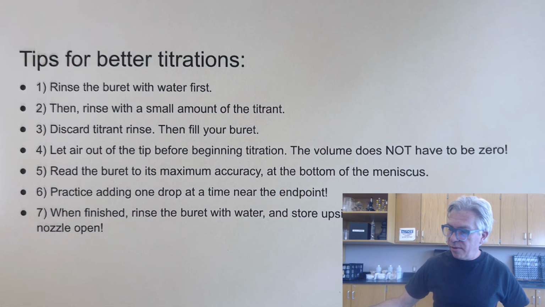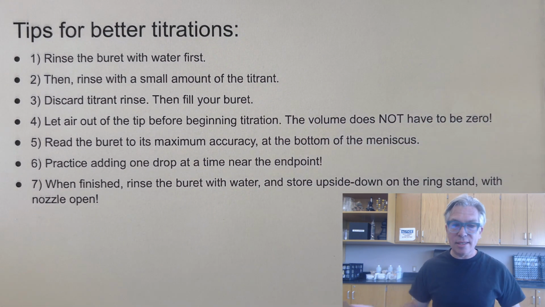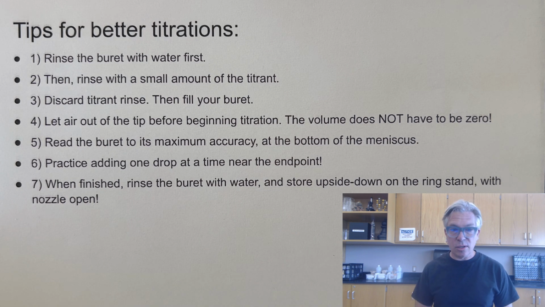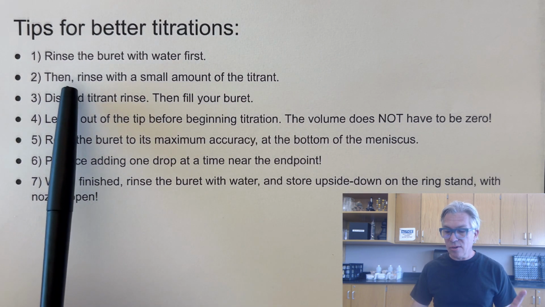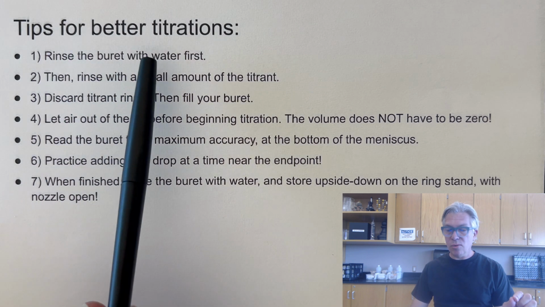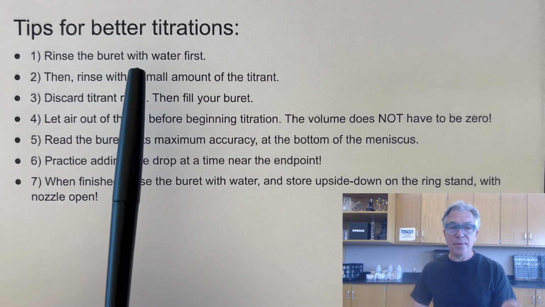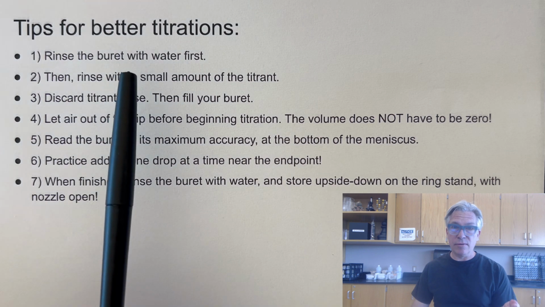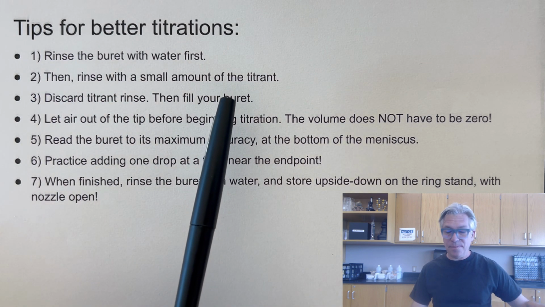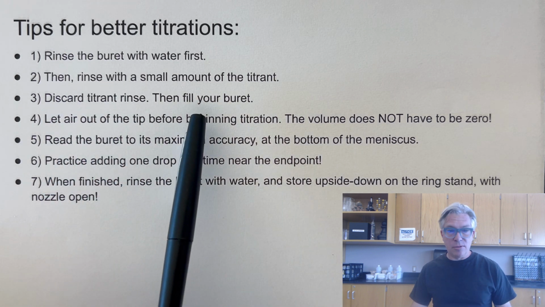All right. Like I said, I have a longer video about this, but here I summarize the tips for better titrations. First, you're going to rinse the burette with water. Get everything out of there that somebody else might have left in there. Then, this is key, you're going to rinse it with a small amount of the titrant, because if you rinse it with water, there are going to be drops of water in there that are going to cause you error. They're going to dilute whatever you put in there. So rinse it with a small amount of the titrant, get rid of it, then fill your burette.